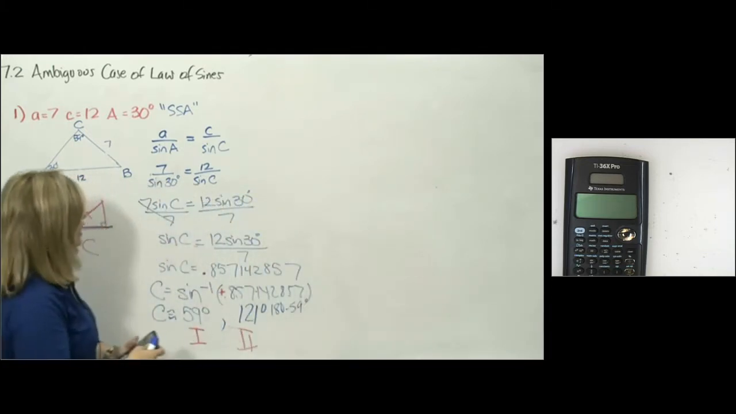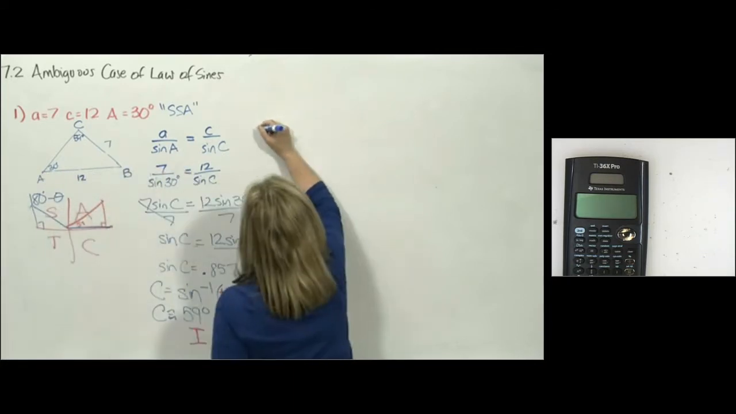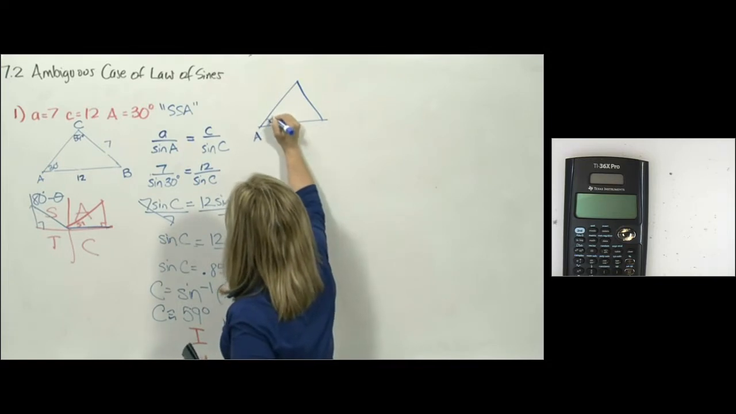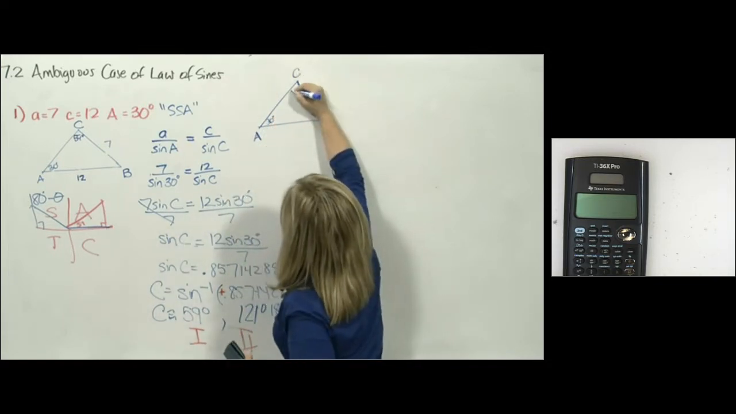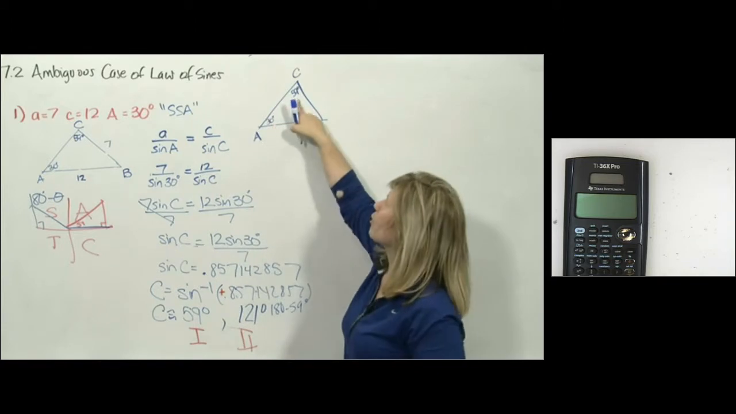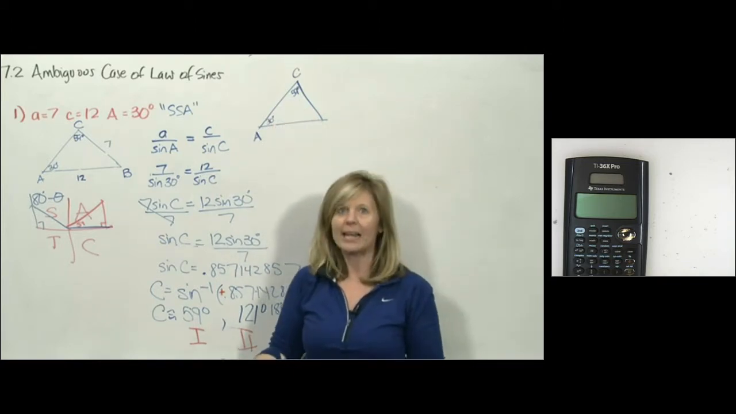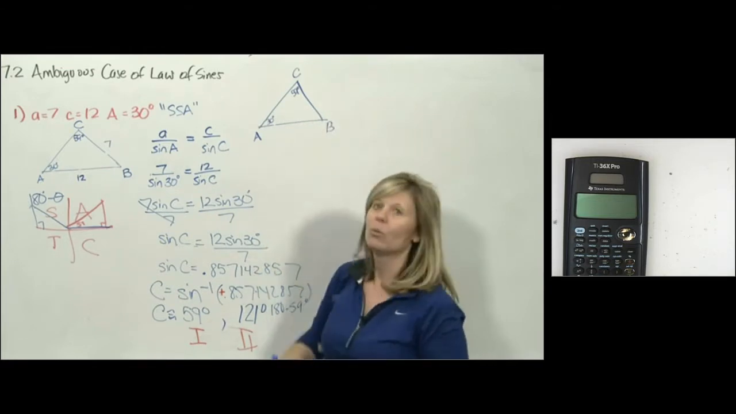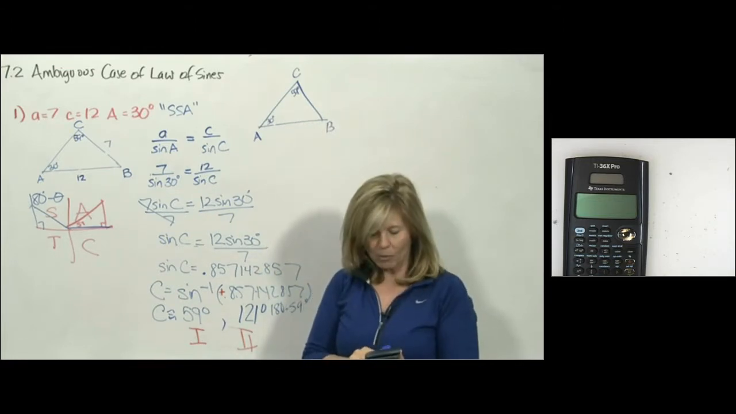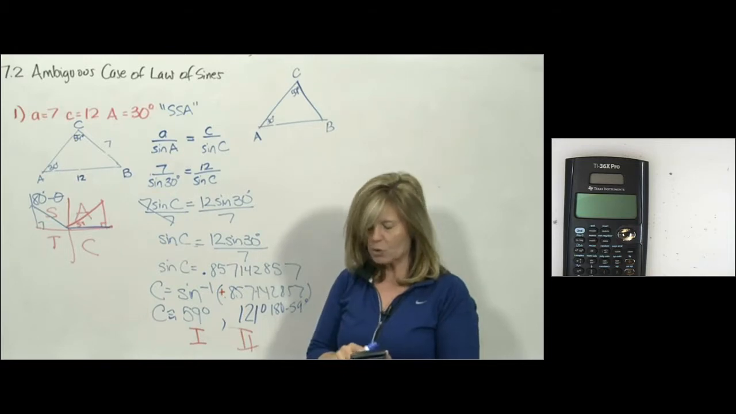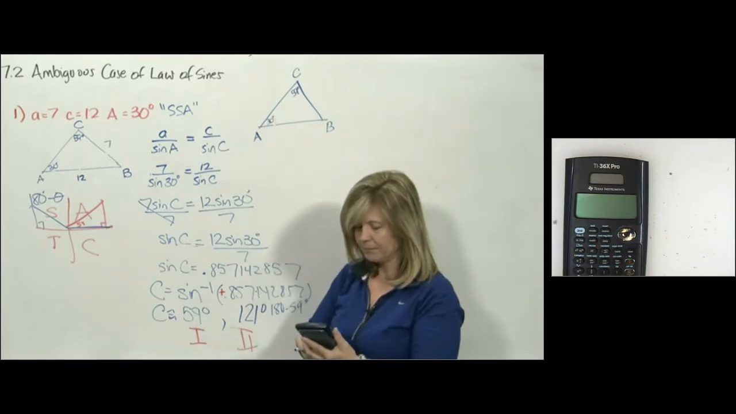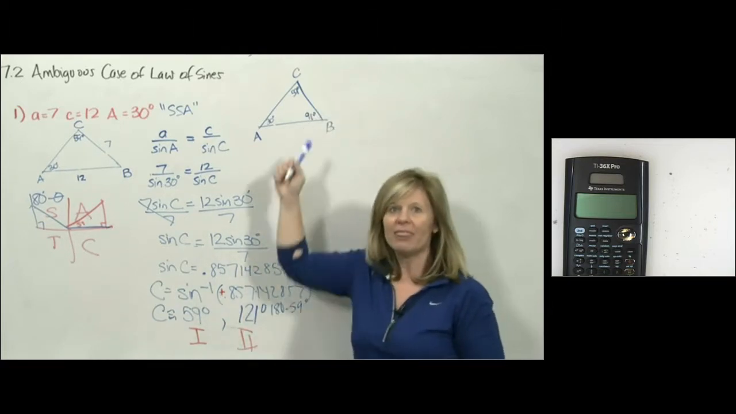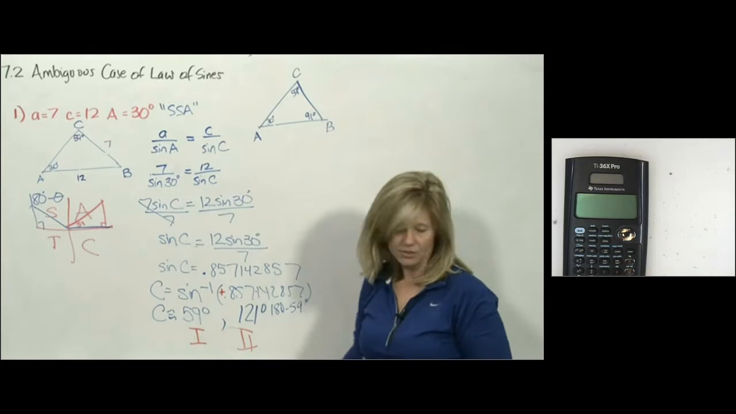And what you'll notice is, and I'm going to draw the picture here, if angle A was told to be 30, and you just found out angle C is 59, 30 plus 59 is 89 degrees. Three angles in a triangle add up to what? 180. So if I take that 180 and I subtract the 30 and the 59, that gives me this angle's 91 degrees. And that triangle can exist.